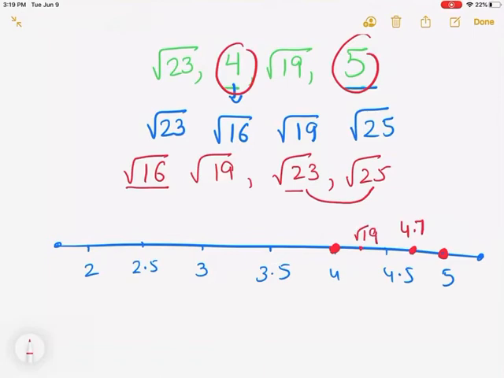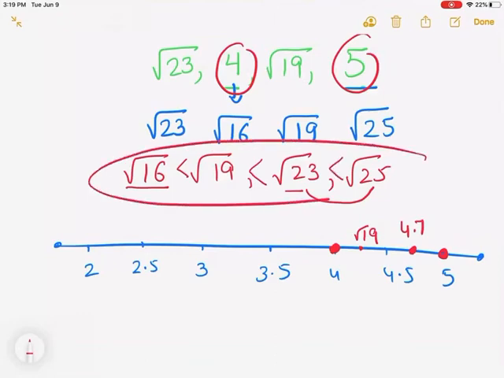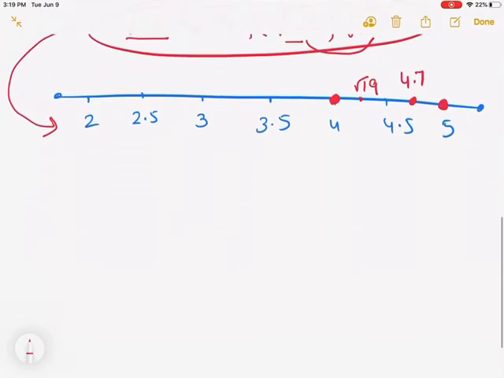So that's just another way to plot. And then you can write your inequality. Square root of 16 is less than square root of 19, less than square root of 23. And here you go. You have to put both: you need to put it on the number line and in order. I have one more example to show you.